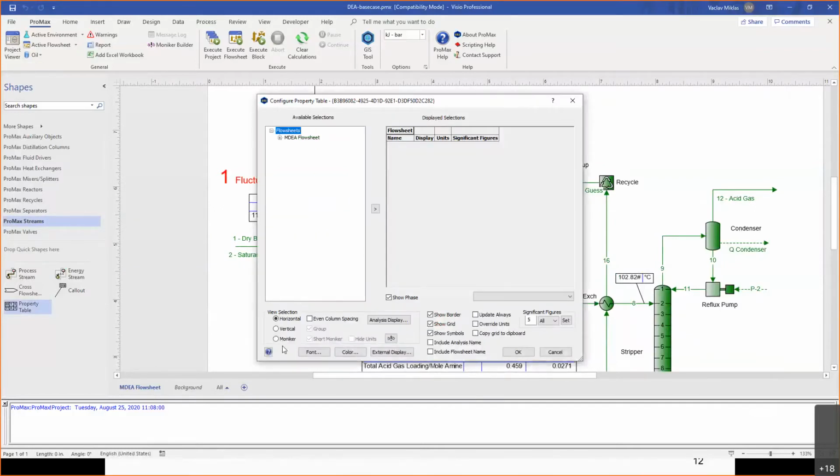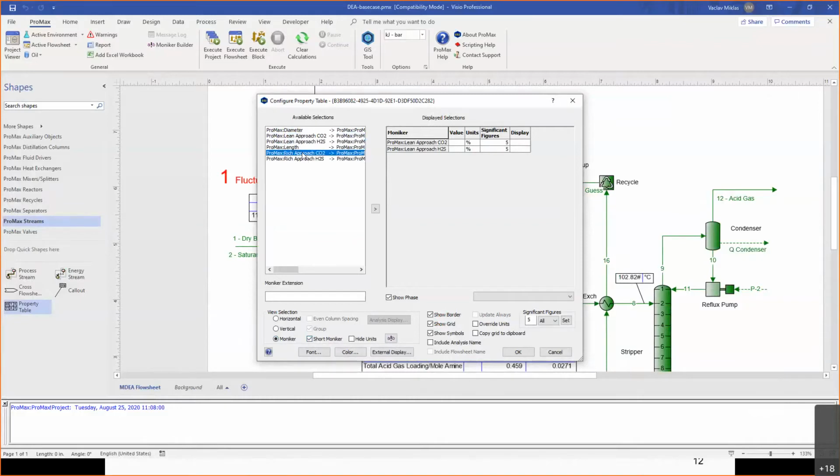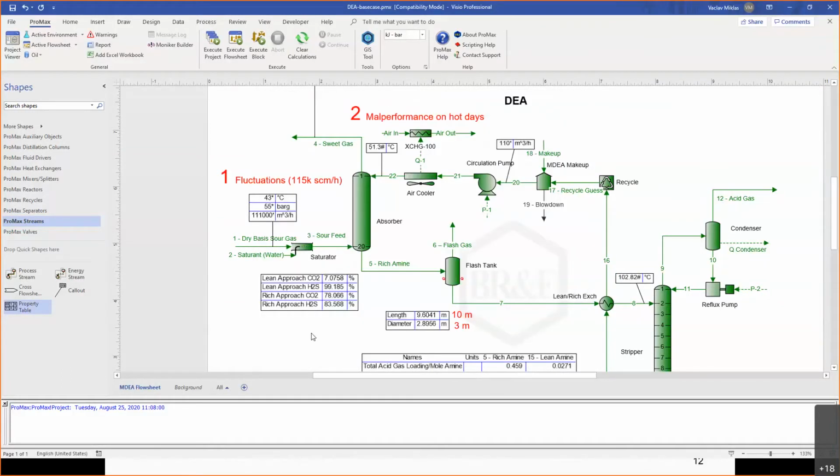And here you can see a couple of radio buttons. If I select moniker, you can see short moniker is selected by default. And here I can see my list of favorites, and I can add lean approach of CO2, H2S, and rich approach of CO2 and H2S. All right, so we have the results here.